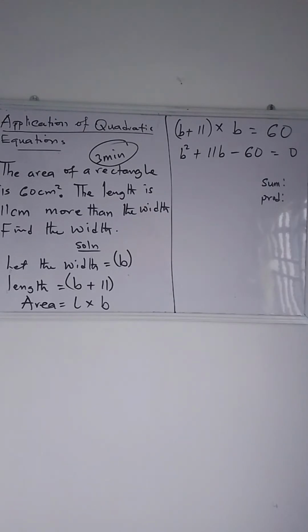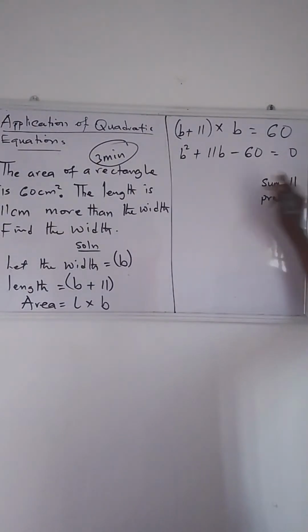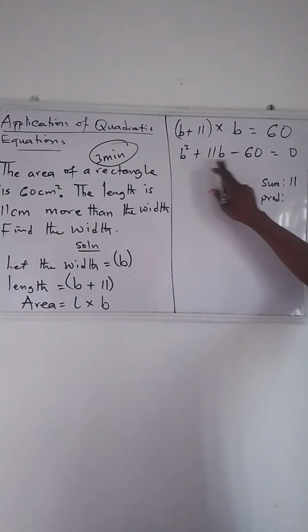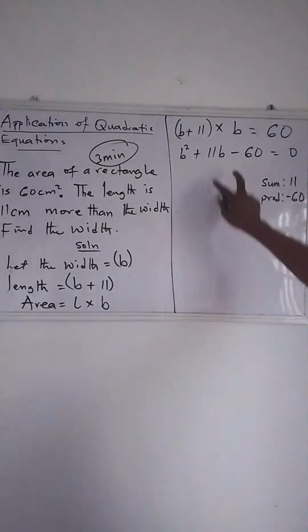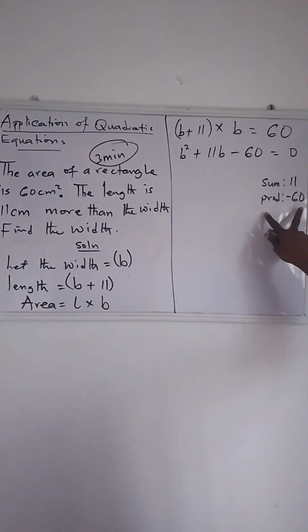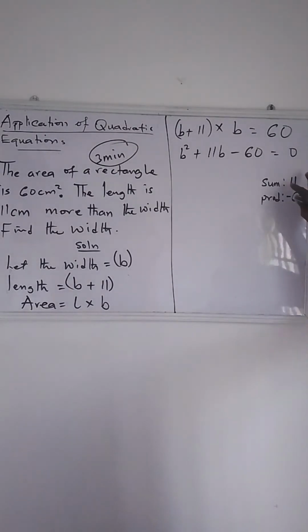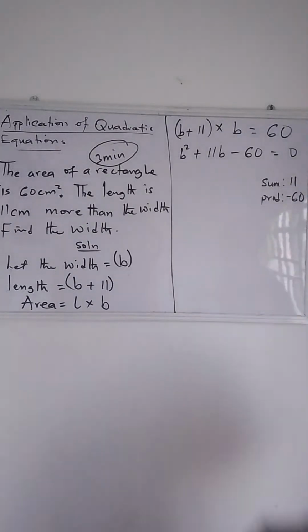Yes, I can see 11 and minus 60. Okay, good. So the sum is 11. That's the coefficient of B here. And the product is minus 60. Now, you know the next thing, we want to divide this 11B into two parts. So you look for two numbers such that when you multiply together, you have minus 60. And when you add the numbers together, you have 11.